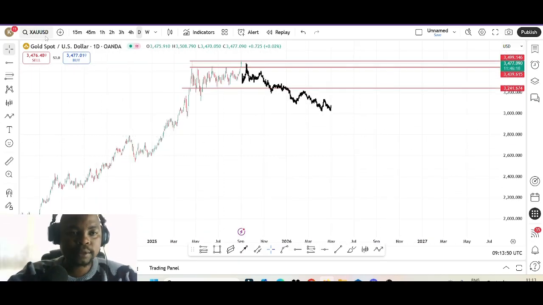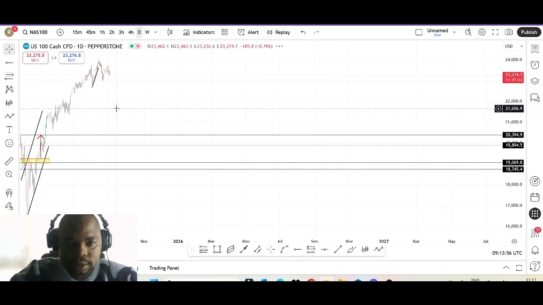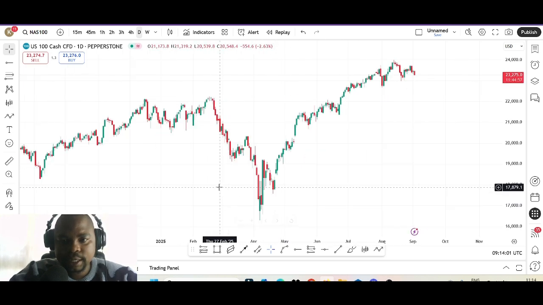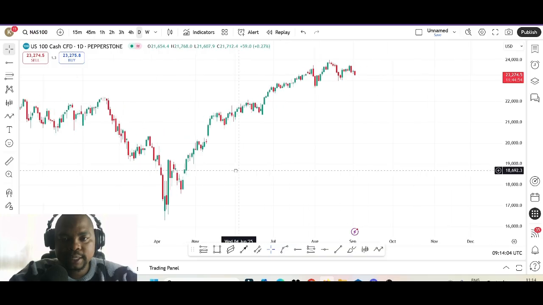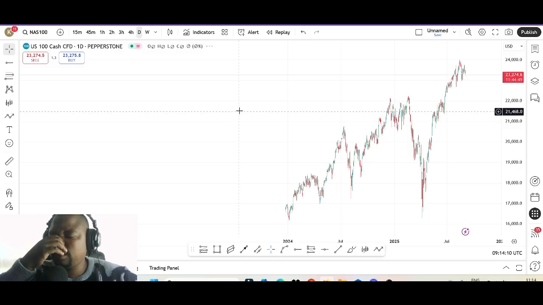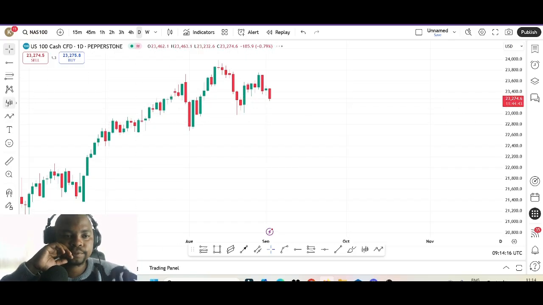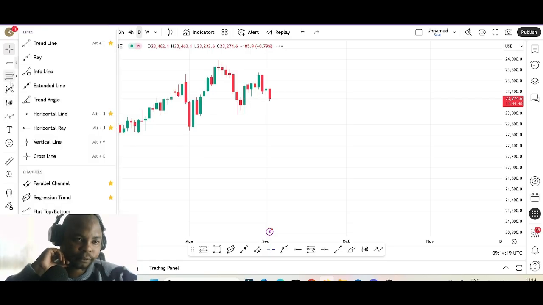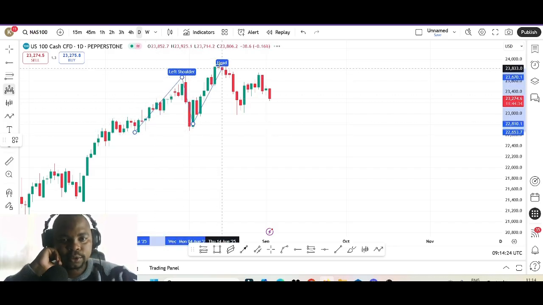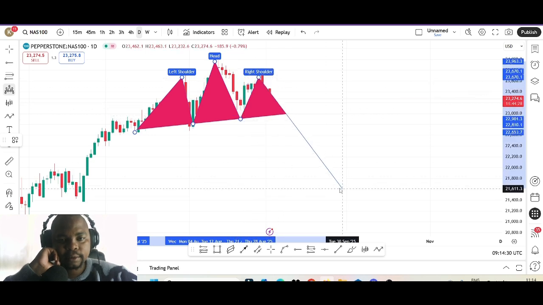Let's just check out NAS100. I did make a call on this previously when I was analyzing, but NAS100 must also follow gold. So whoever is buying NAS100, I don't know what they're buying it for, but I'm going to do this and show you why you mustn't buy NAS100.